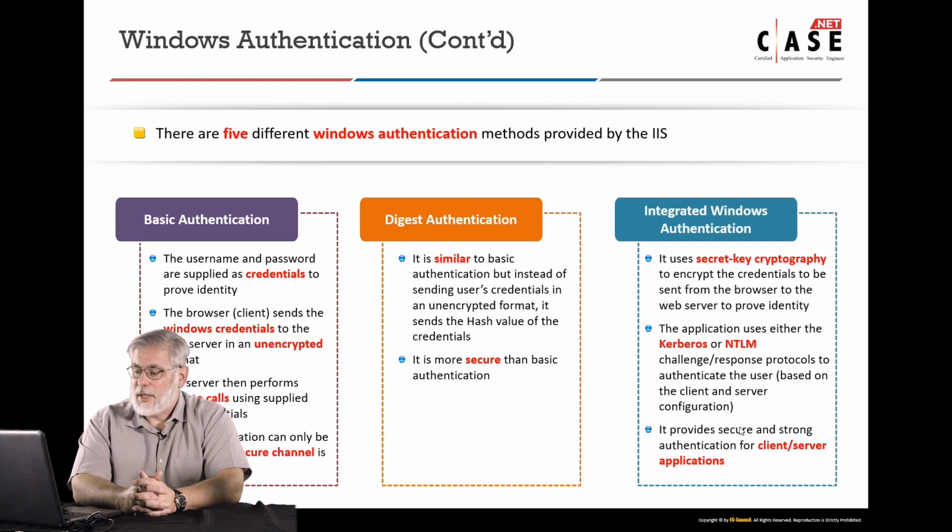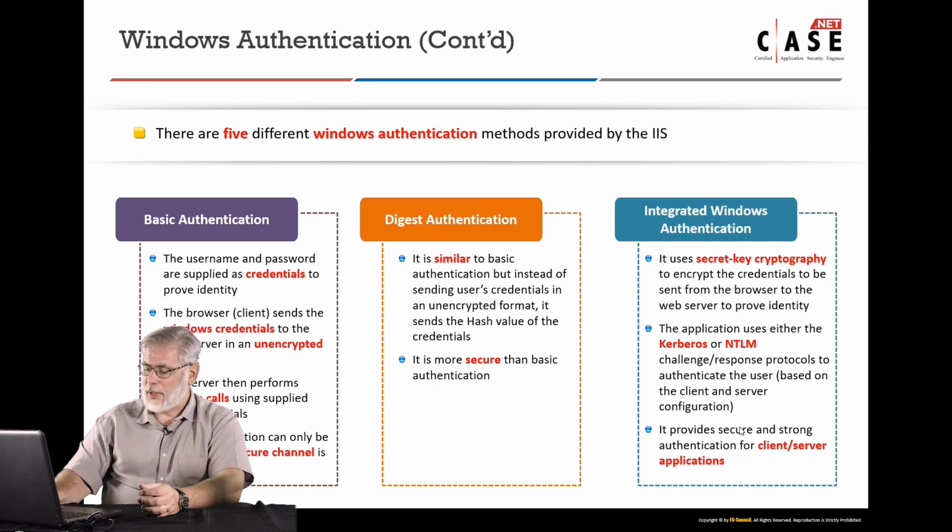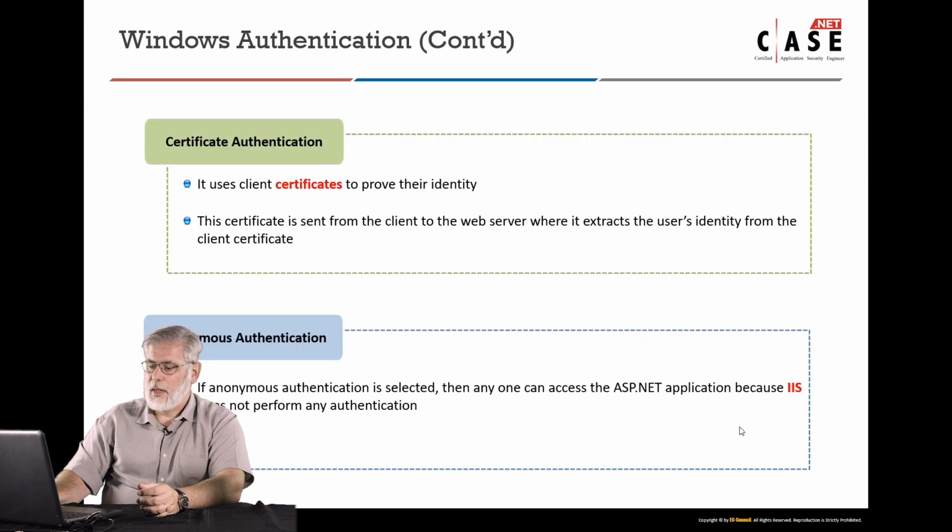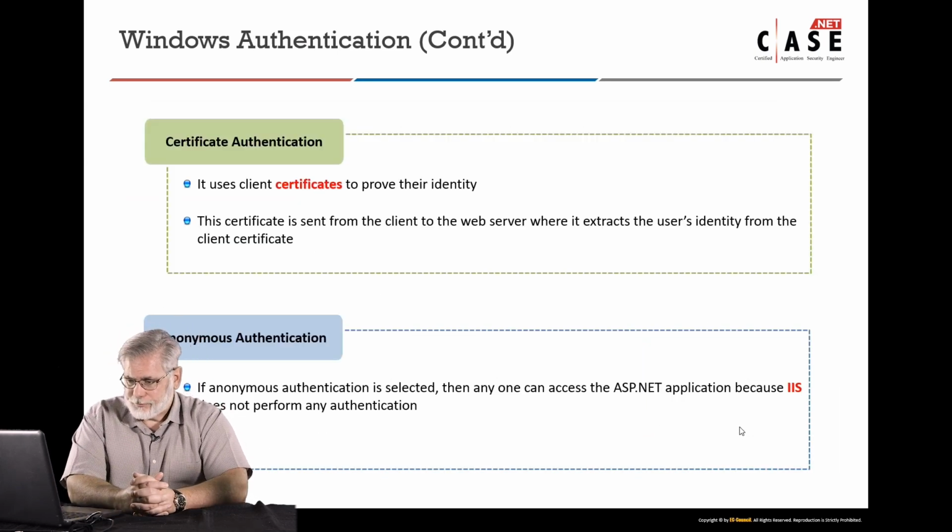Integrated Windows authentication. It uses secret key cryptography to encrypt the credentials from the browser to the web server, and then that application is going to use your network authentication, which could be something like Kerberos or NTLM, to provide authentication for the user. Particularly when you're using this in a domain and it's an internal application, integrated Windows authentication is a really good choice. You also have 2 others.